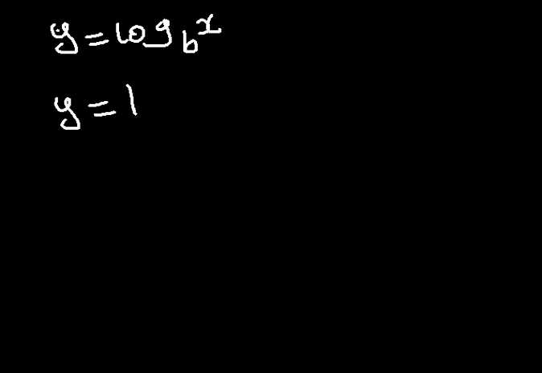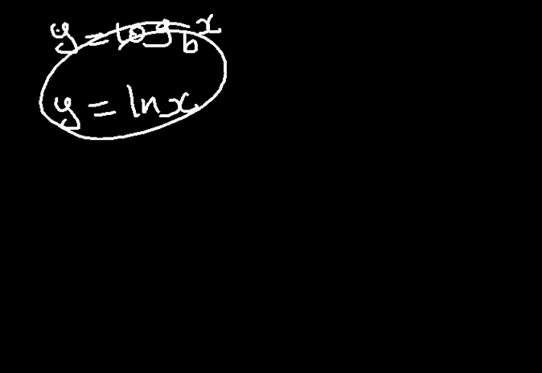You should understand that there are two forms of the logarithmic functions. We have y is equal to log base b of x, and we have y is equal to natural log of x. So these are the actual forms of the logarithmic functions.